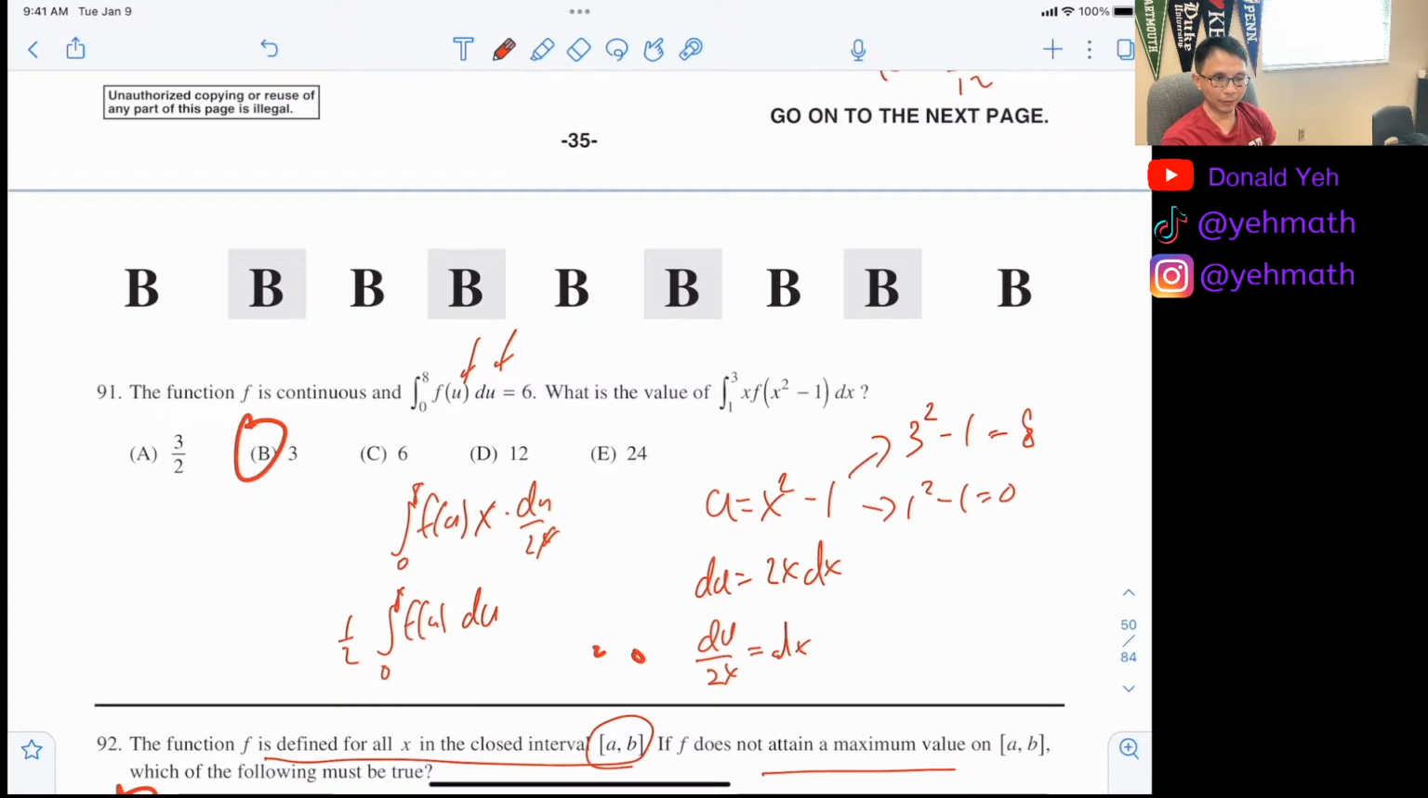Integration 0 to 8 of f u du is equal to 6. What's a half of that? 3. It's 3. It's circled. It's 3.